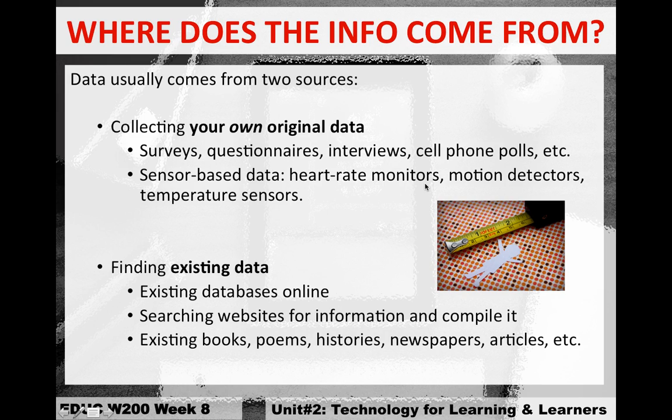For those of you that do Fitbit or Apple Watch, you kind of analyze your sleep patterns. All of these things are taking information, or even as simple as, for a lot of elementary schools, they will plant bean sprouts and then measure those bean sprouts as they grow and grow and grow. Or you can find existing data sets. So there are a lot of existing databases online. One of the ways that I like to search is .xls. And searching websites for information and compile it, or looking at existing books, poems, history, newspaper articles. There are a lot of different places that you can get it.